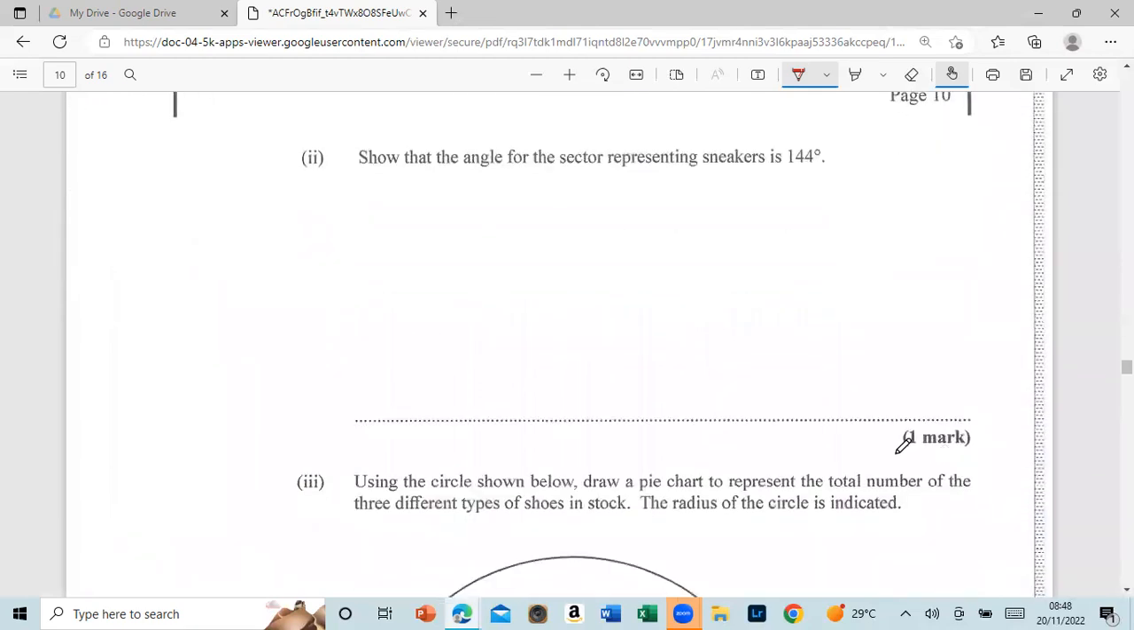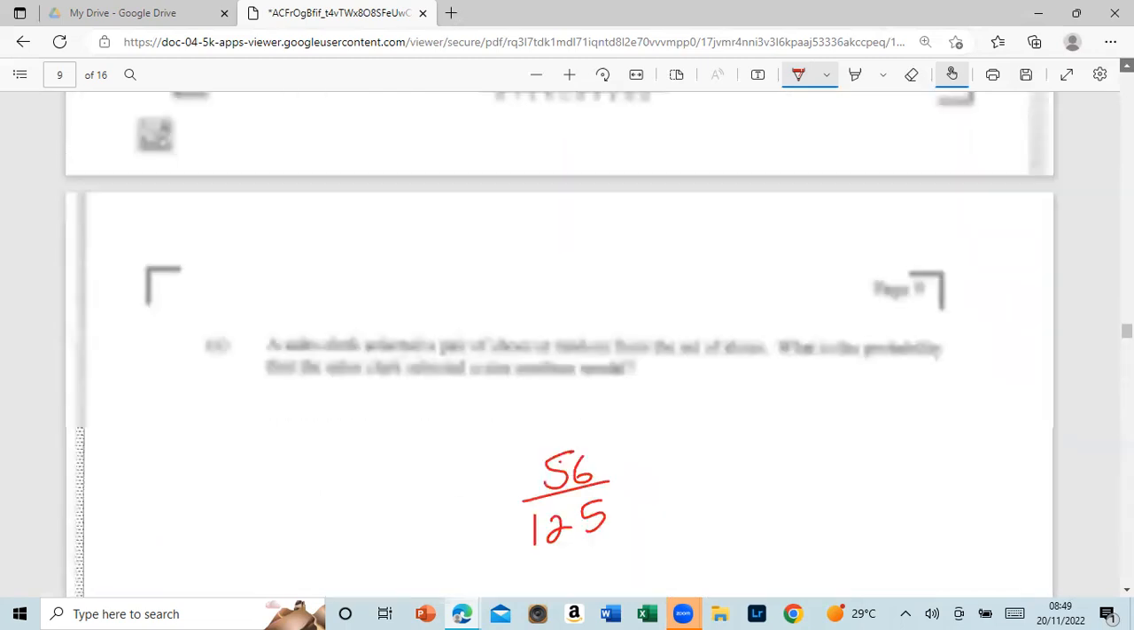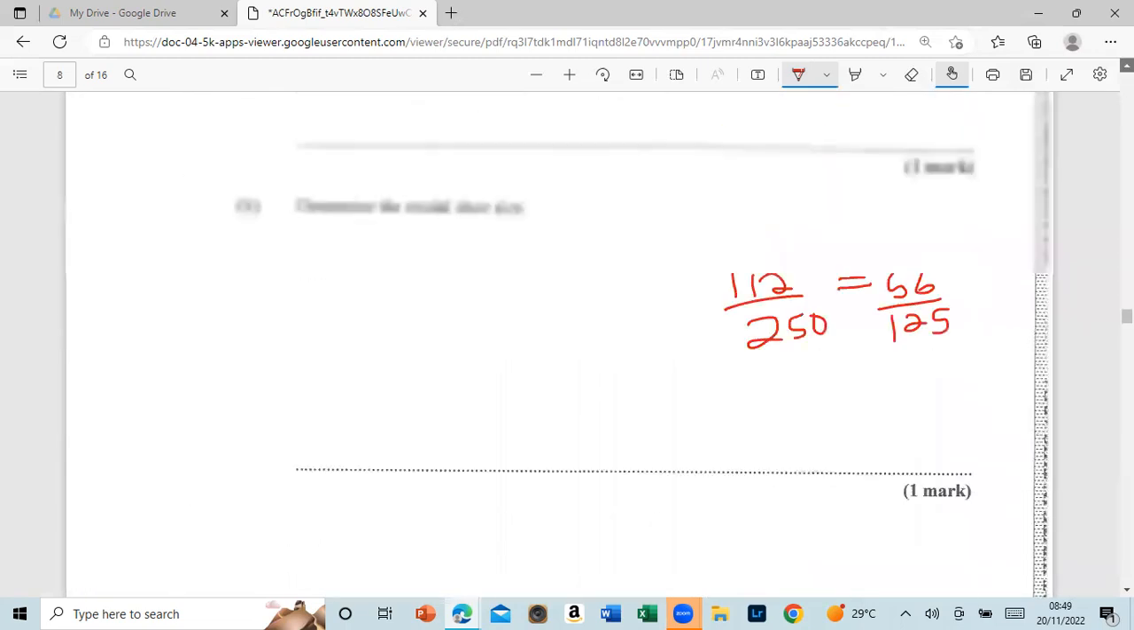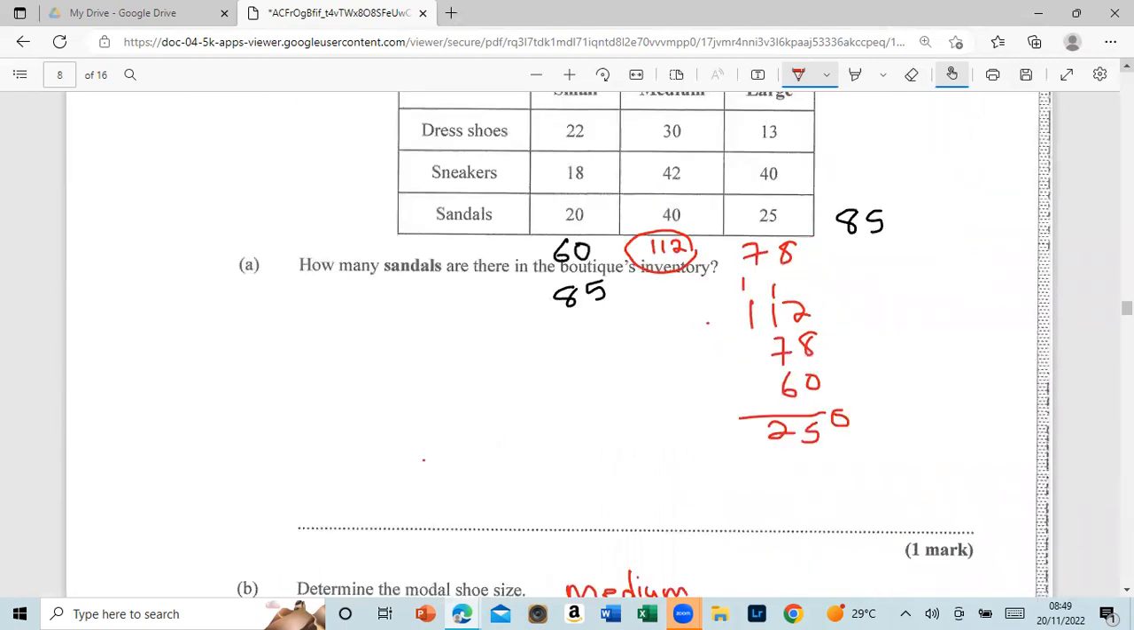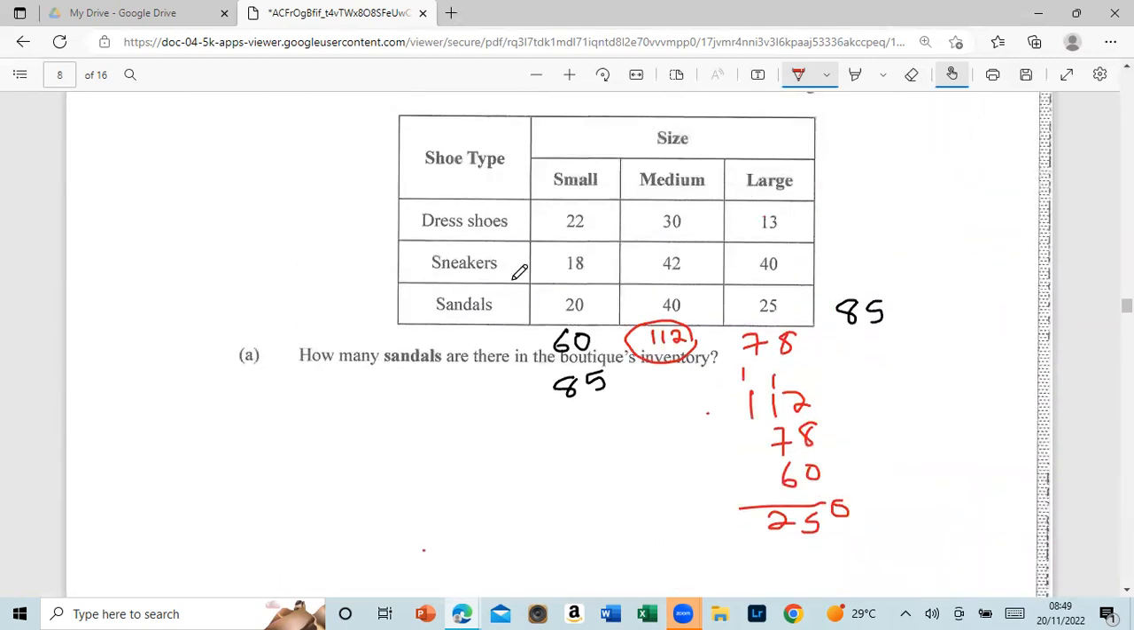Next, show that the angle of the sector representing the sneakers is 144 degrees. All right, so we need to show that. So we're going to go back to sneakers. One thing with them here, you have to go back to the question. Everything is related. So we need to know the total sneakers. I think I've done the total luckily. No, I didn't. So the total sneakers would be 18 plus 14, that's 50. So the total sneakers is 90.